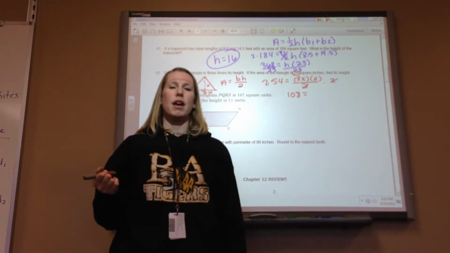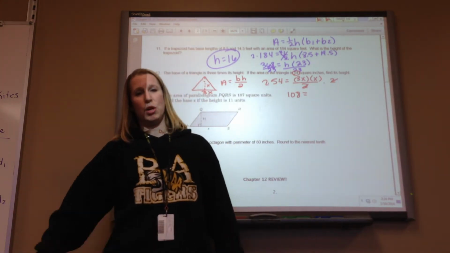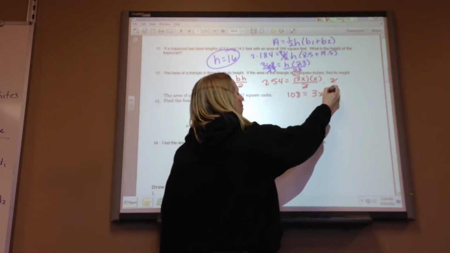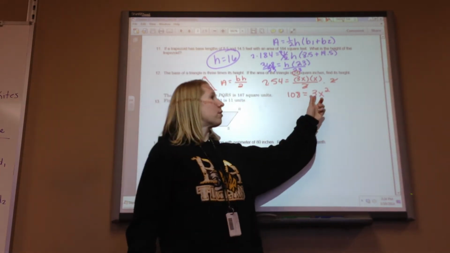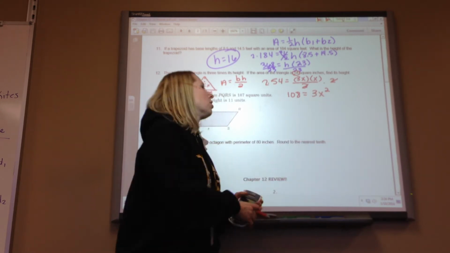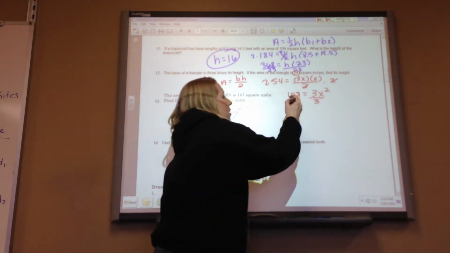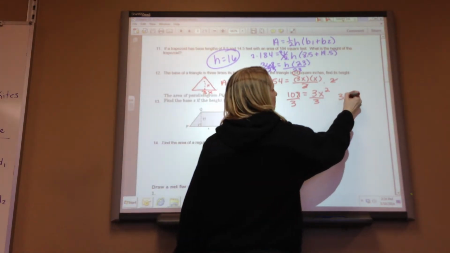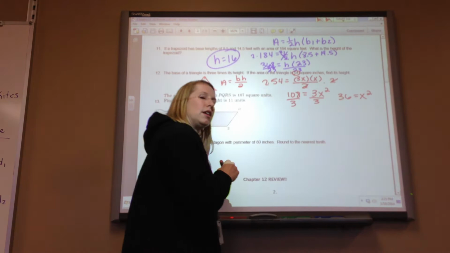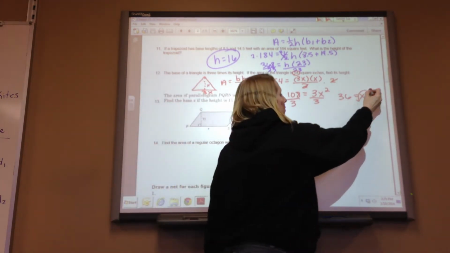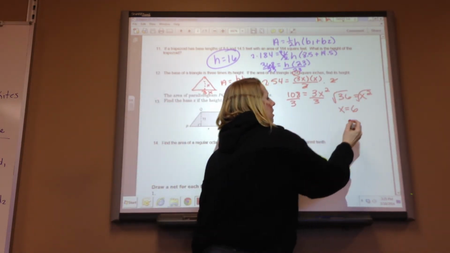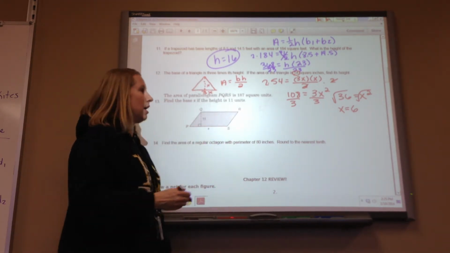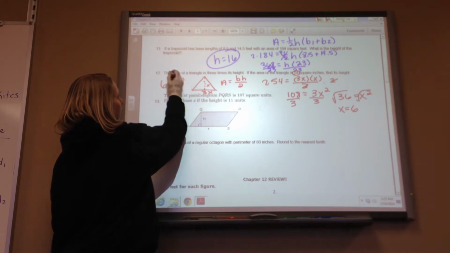And then what's 3x times x? Do you guys remember? I hope you said 3x squared. So 3x squared. You have to get rid of the 3 before you can take the square root. So divide by 3 first. So 108 divided by 3 is 36. That equals x squared. Now we can take the square root. So x would be 6. So the height would be 6. The base is 3 times the height, so it would be 6 and 18.